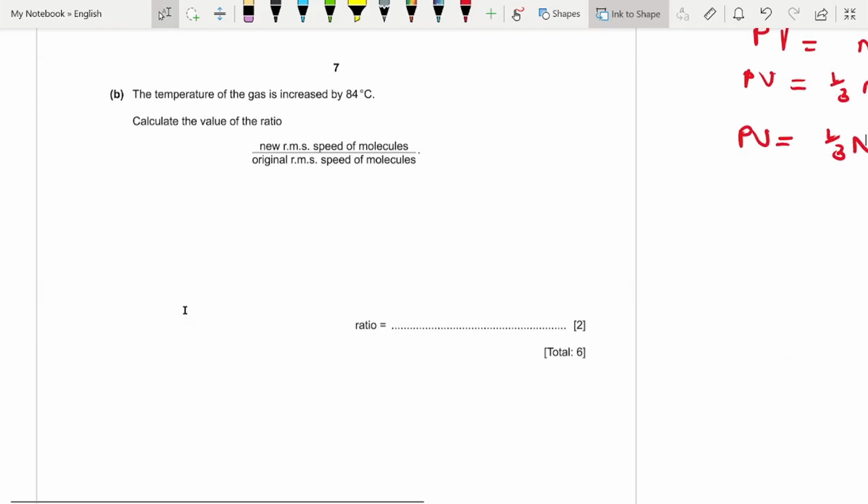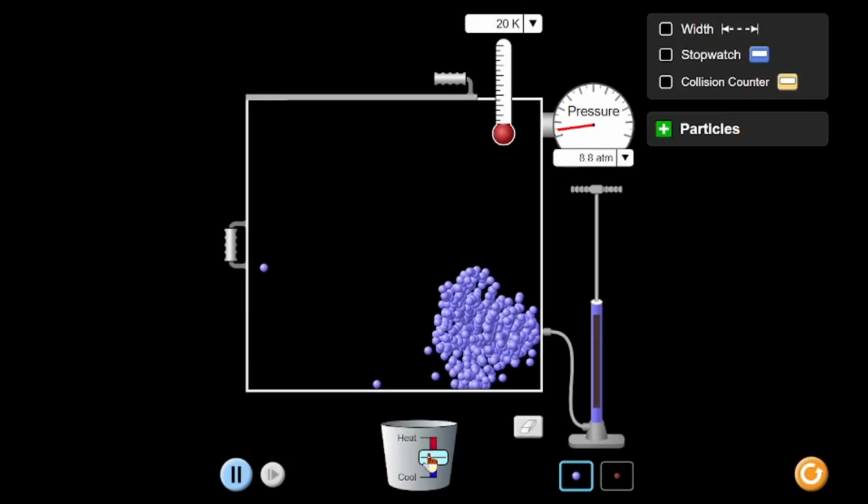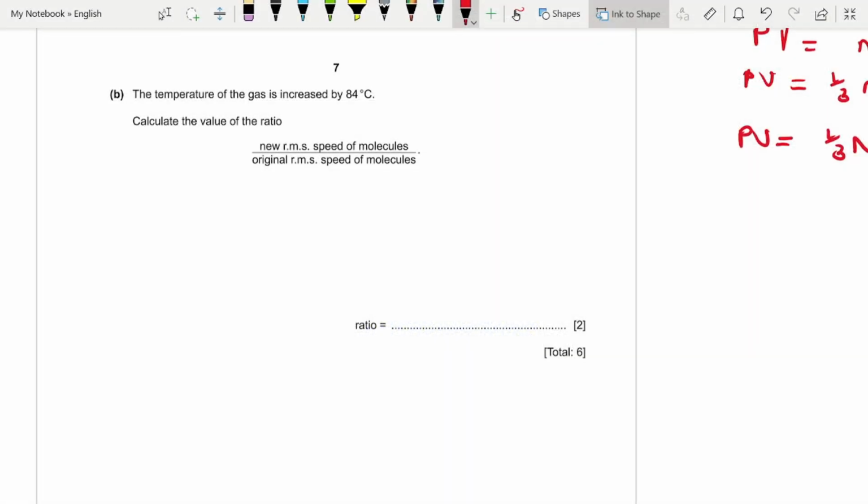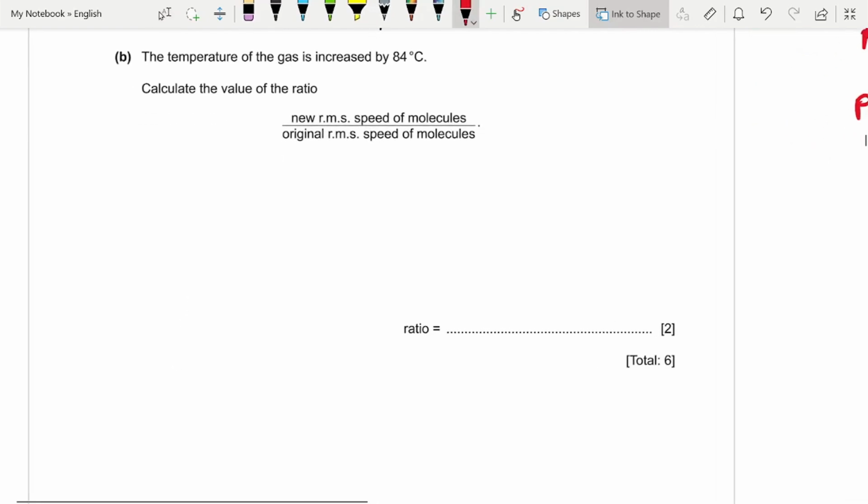The temperature of the gas is increased. We're going to increase the temperature, right? Heat it up so that it goes up by 84 degrees. So they want to find the ratio of the new RMS speed of the molecules over the original RMS speed of the molecules. But remember, guys, I love ratios, right? Just know a formula, plug it in, and you get a relationship.